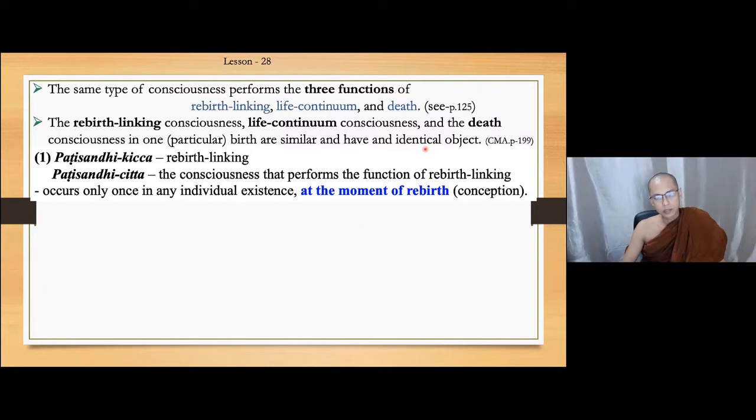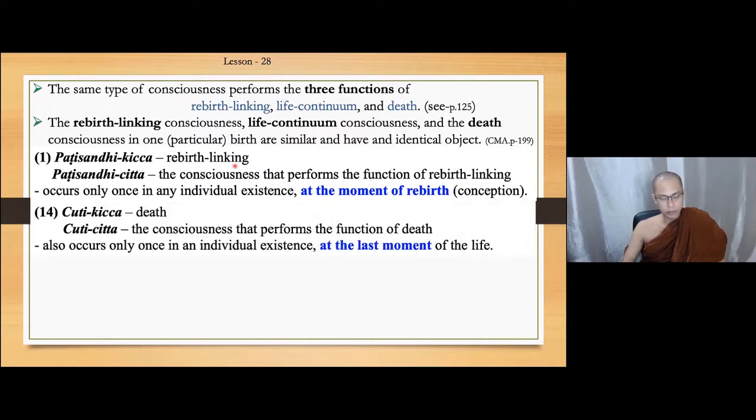So the same specific types of the 89, but actually among the 89, there are 19 consciousness which can perform these 3 functions. So at the moment of the very beginning of the life, it is called the Pradisandhi. It performs the function of rebirth linking. Then at the end of the life, it performs the function called the death moment. So between rebirth and the last moment, death.